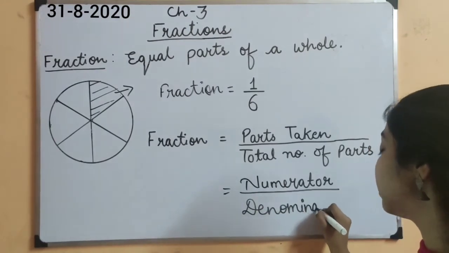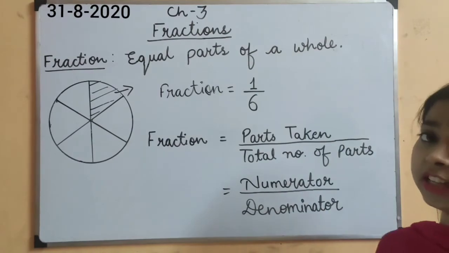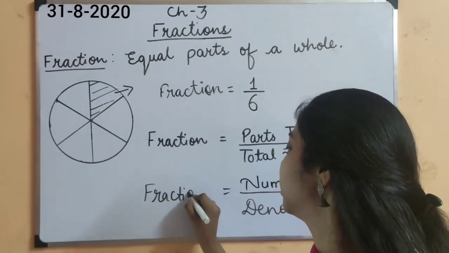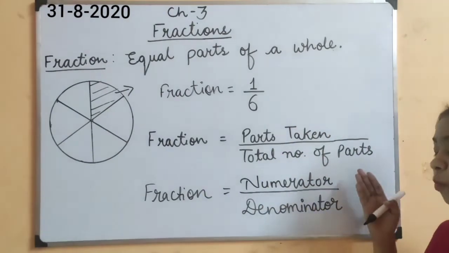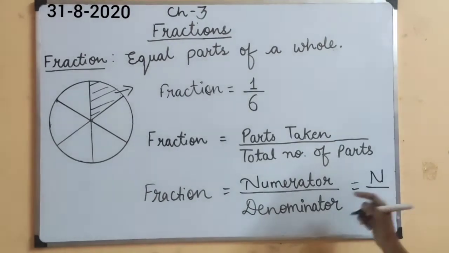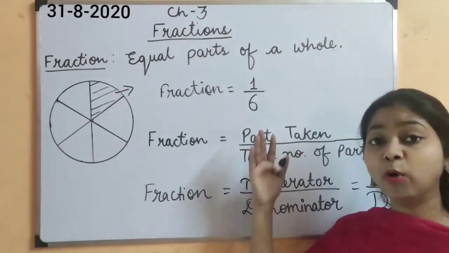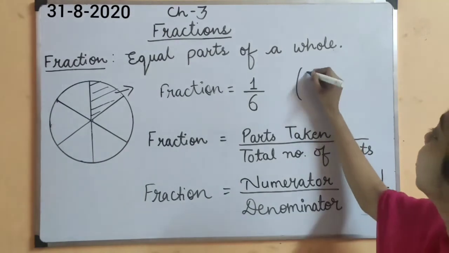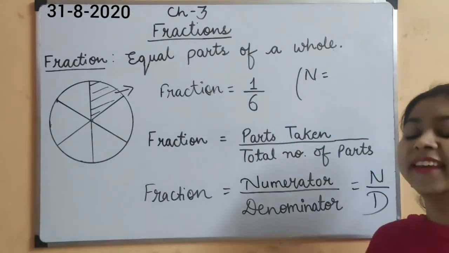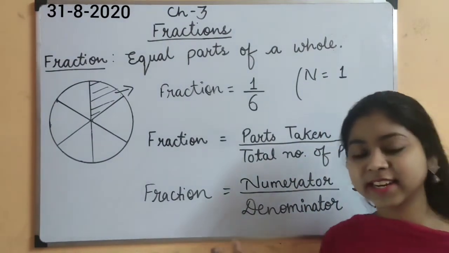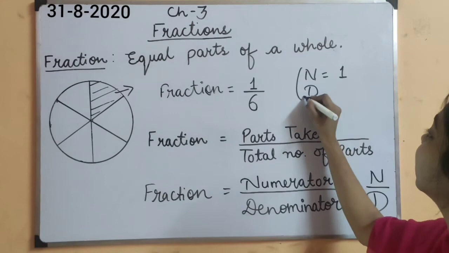You need to learn the spelling of both, as I know many students commit so many mistakes while writing their spellings. So fraction is equals to numerator upon denominator. In a short form we can call it as n and denominator as d. Now if you see our old fraction 1 upon 6, what is the numerator here? Can you tell me? Yes, it is 1. And what is the denominator here? It is 6.